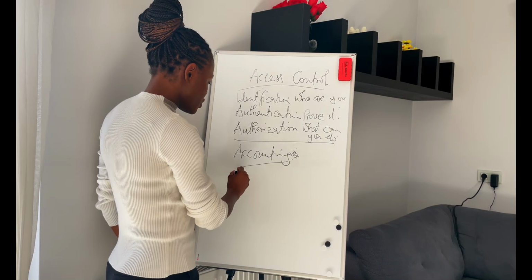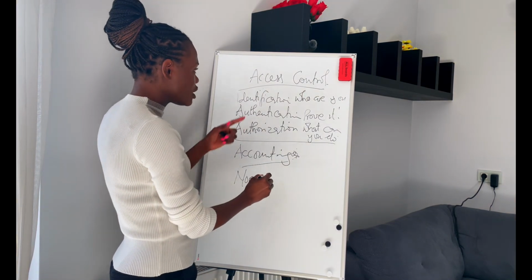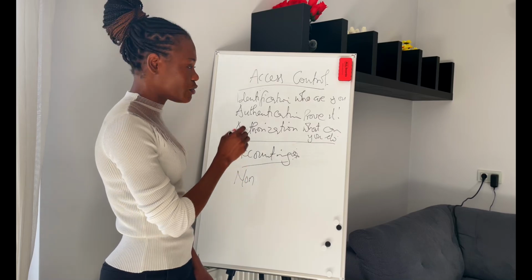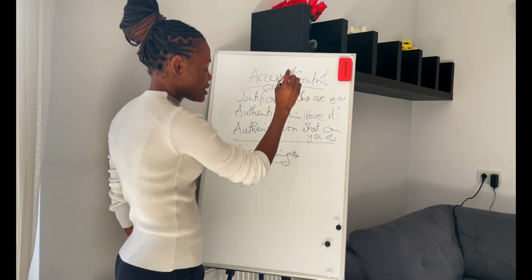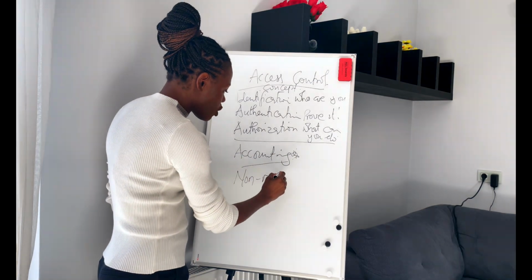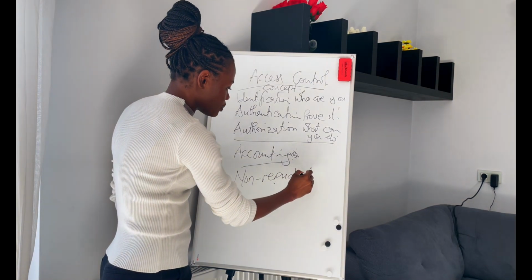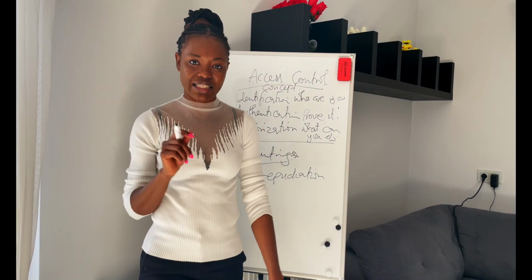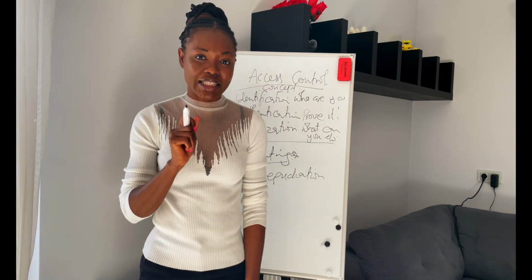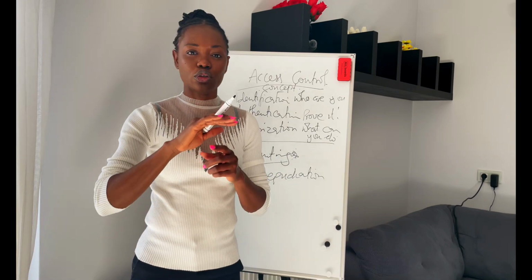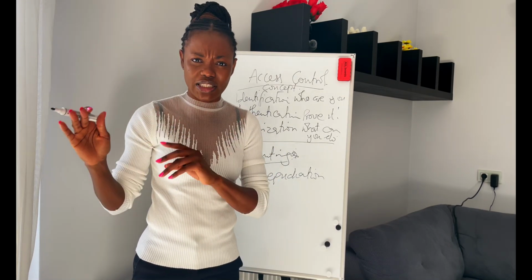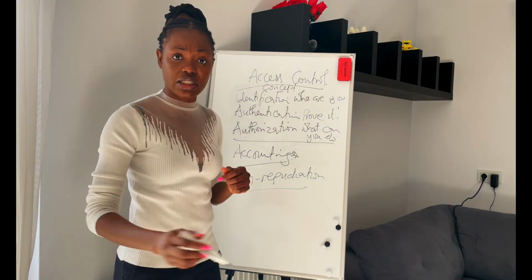And we have the last one when it comes to access control concepts. Don't forget, we are defining just a few concepts related to access control. Now we have something called non-repudiation. Non-repudiation means that a person cannot deny making a transaction, doing a process, or whatever they have done in the system. Non-repudiation means that they cannot deny it.